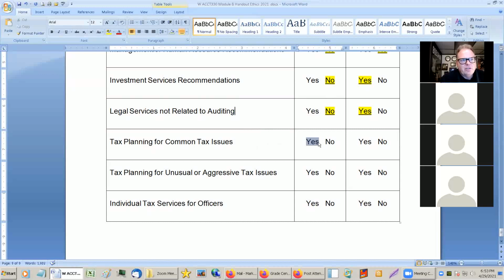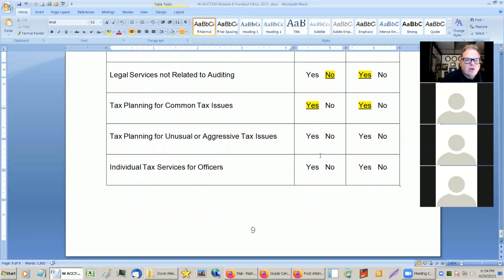Tax planning for common issues, yes and yes. If they're common issues, you can do it. So, the piece of equipment, how long do we depreciate it over? You go look at the code, it'll tell you what table to use. Those are common tax issues. There's nothing unusual about them, run of the mill. For common tax issues, you can, both under the PCAOB rules and the AICPA rules.